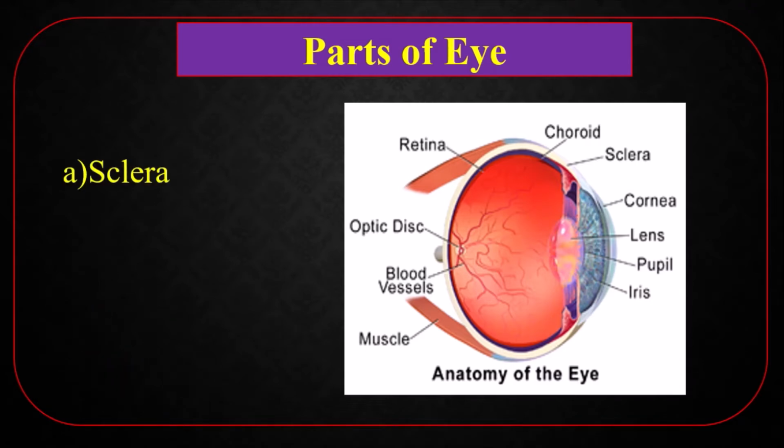A. Sclera. The white outer layer of the eyeball is known as sclera. It helps maintain the shape of the eye. No light can pass through it. Number B, choroid. The middle layer of the eyeball is choroid. It is a dense pigment layer. It contains many blood capillaries.